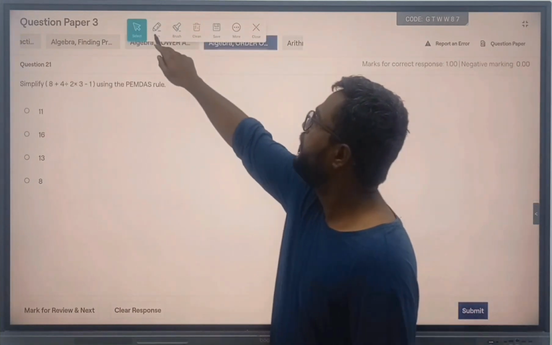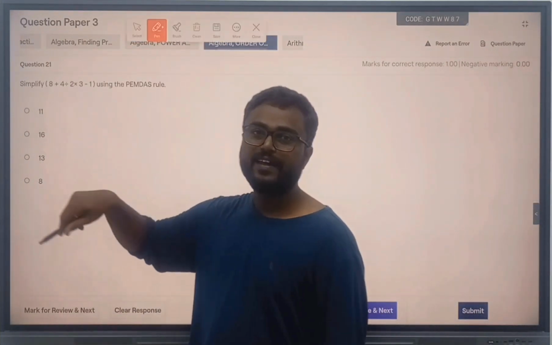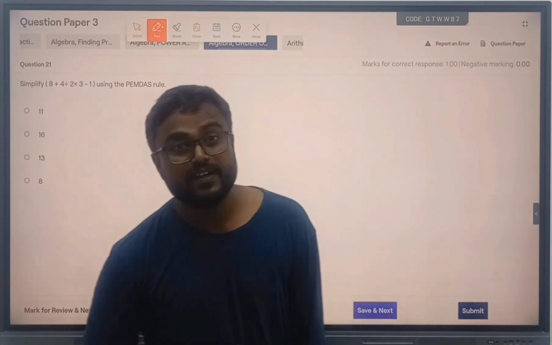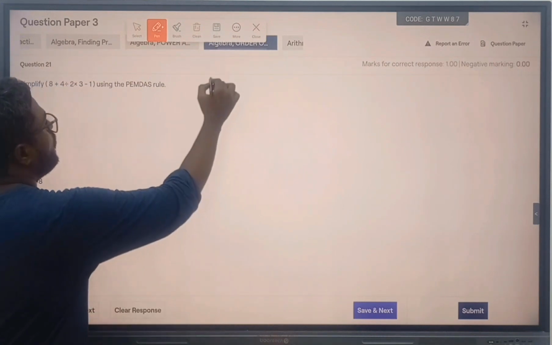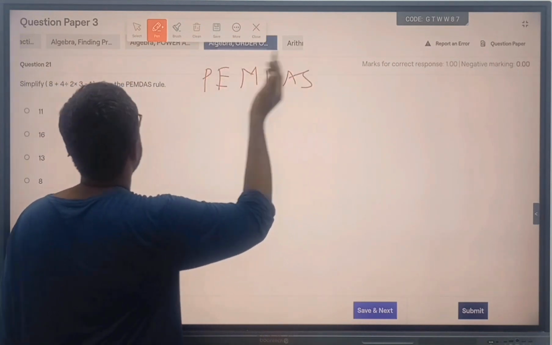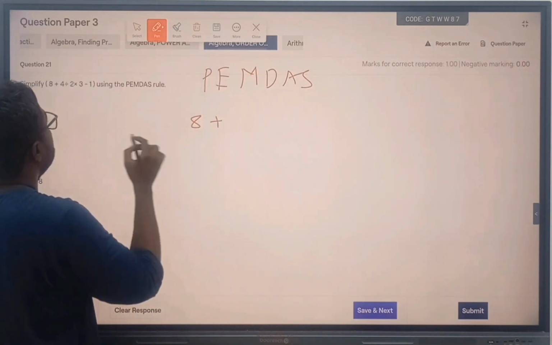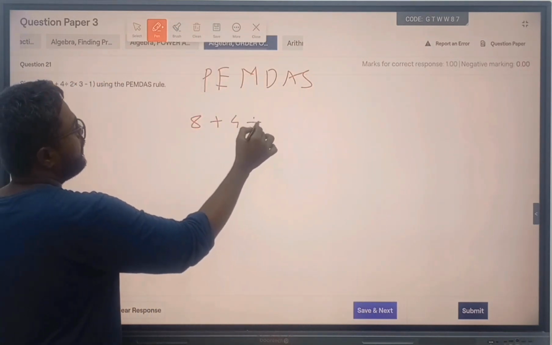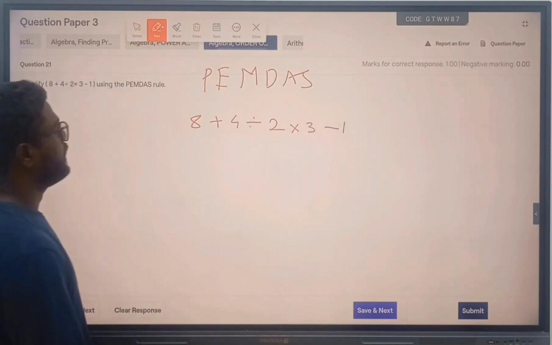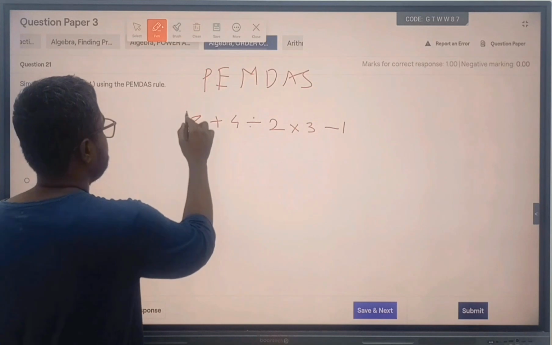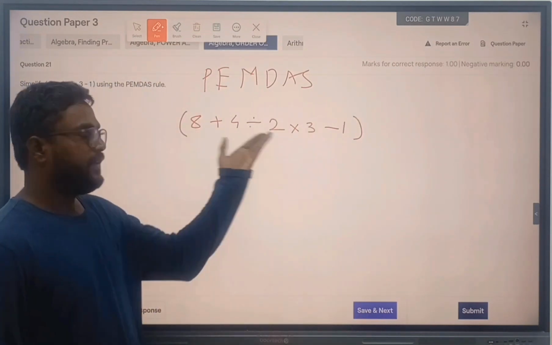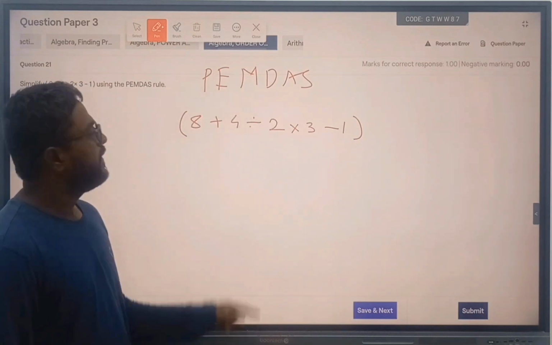The question says, simplify 8 + 4 ÷ 2 × 3 − 1 using the PEMDAS rule. First thing, whenever I have to use PEMDAS, I write it down in bold letters. Then I write down the question: 8 + 4 ÷ 2 × 3 − 1. Now, guys, this whole thing is in the parentheses, so we move on to the next part, which is exponent.